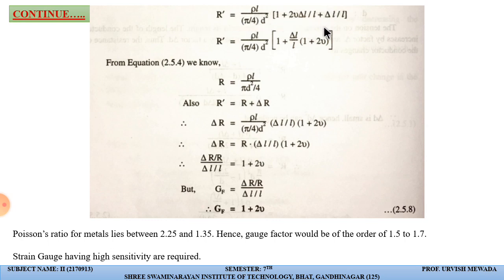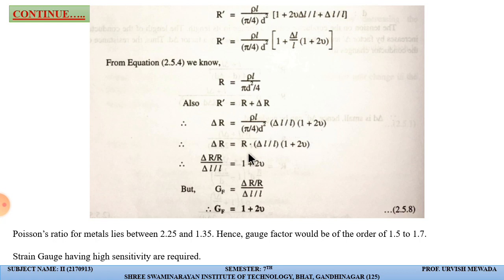This was the repeated equation from the previous slide, so from this we are starting. From equation number 2.5.4, r is equal to, again we are writing, rho L by a, which is pi by 4 d square. So r dash will become r plus r dash, or we can say delta r. So r dash is equal to r plus delta r. We are just substituting the values, so delta r will become rho L by pi by 4 d square and delta L by L, 1 plus 2v.